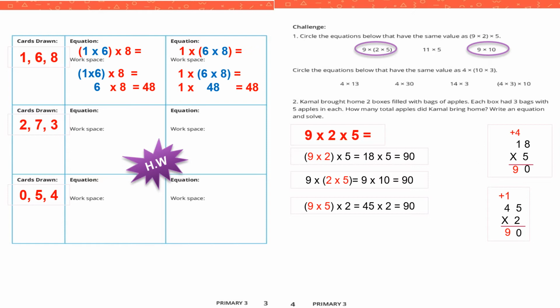Let's start with the first choice. 4 times 13. Is it correct? Do we have any 13 here? We have 4, but we don't have 13. Maybe he added 10 plus 3? Do we have plus here? No, so it's wrong.